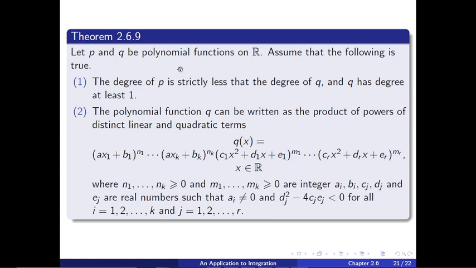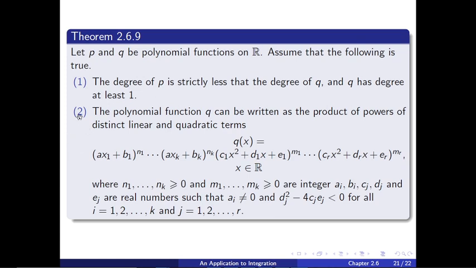on R. Assume that the following is true. The first thing is the degree of p is strictly less than that of q, and q has degree at least 1, right? And the idea here is if it's not strictly less, then we can always do the long division, right?